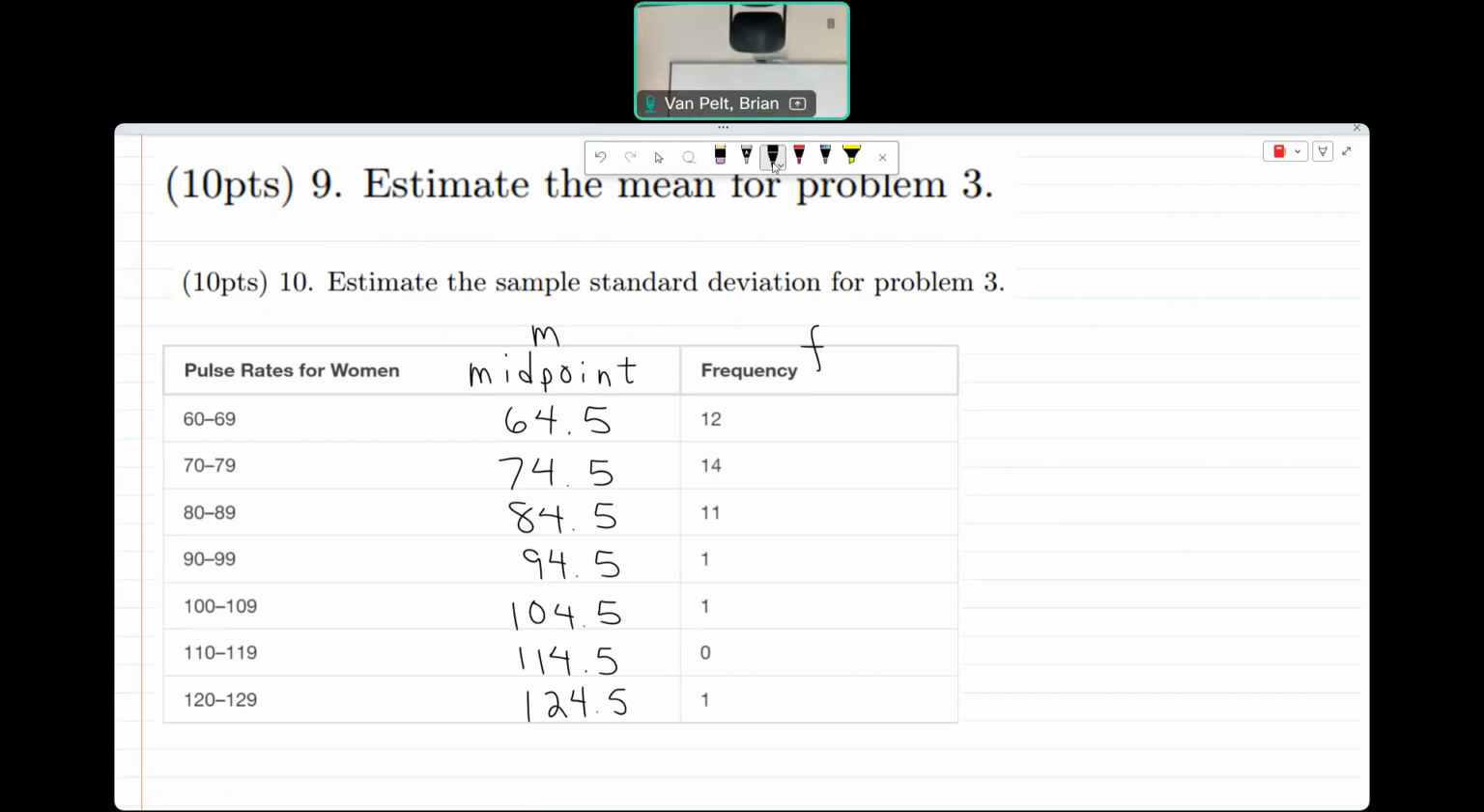So the trick is just, once you get the midpoint, then just plug your values in and you can get the mean and the standard deviation. Your calculator does those. Are you able to get these numbers? Good.